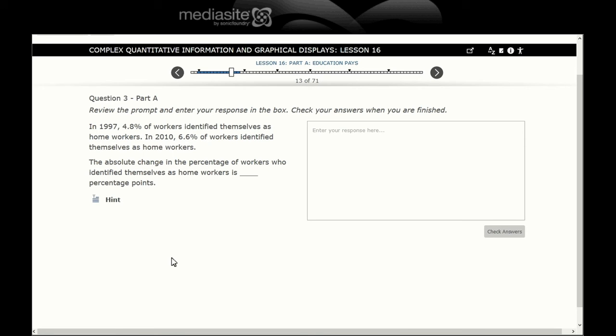Okay, in 1997, 4.8% of workers identified themselves as home workers. In 2010, 6.6% of workers. In 2020, I think that number is going to be up even more. Okay, find the absolute change. So remember, the absolute change is 1997, 2010, 4.8%, 6.6%.